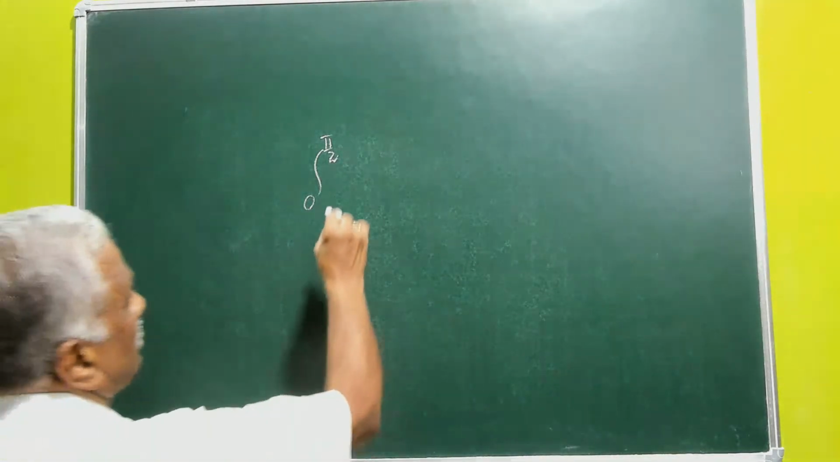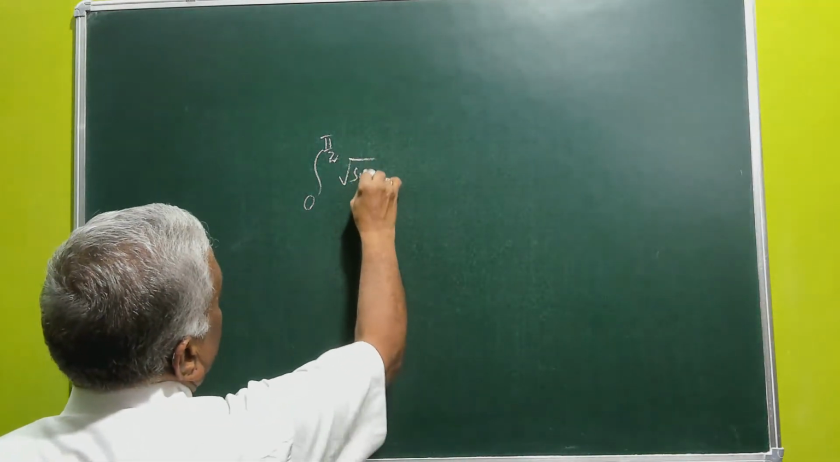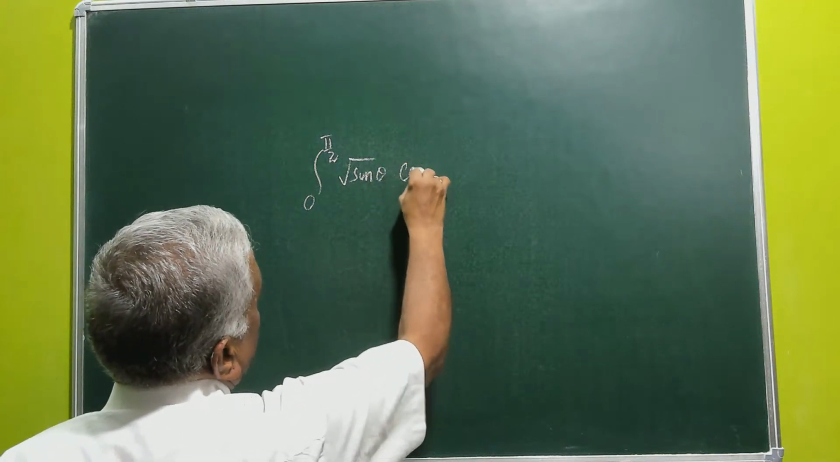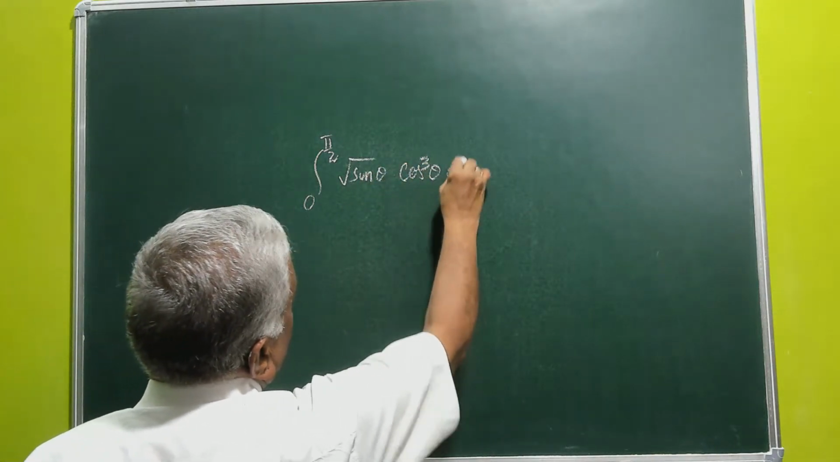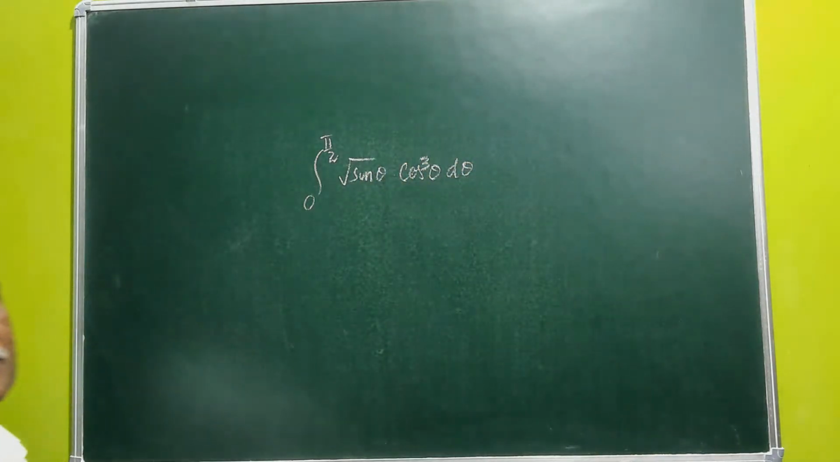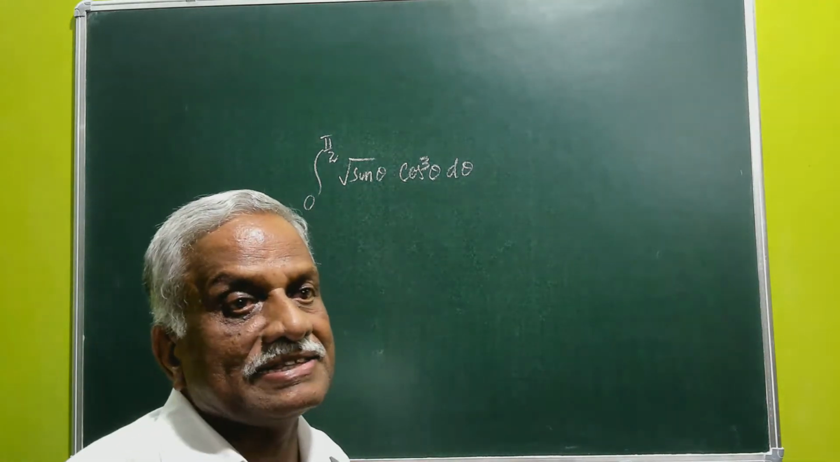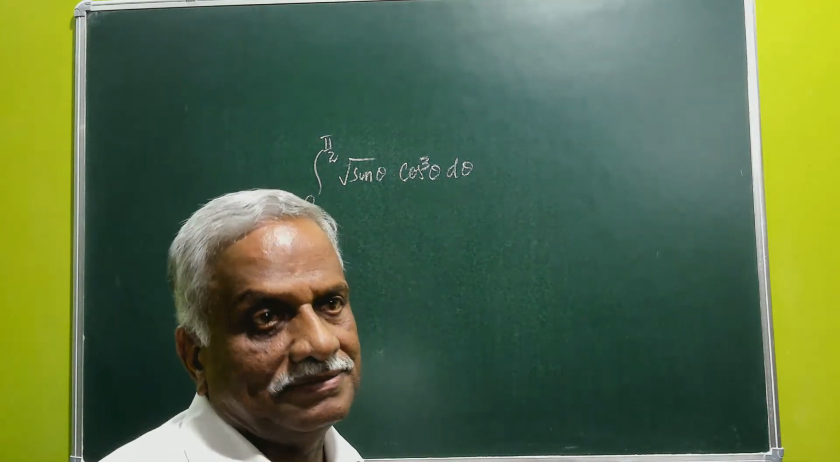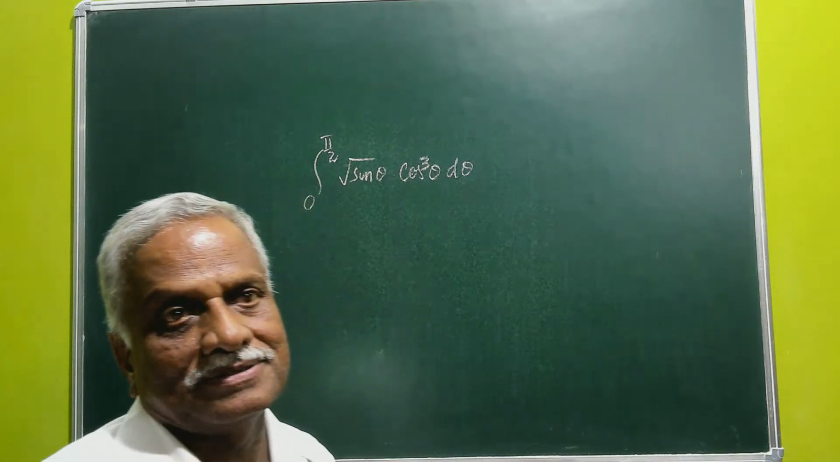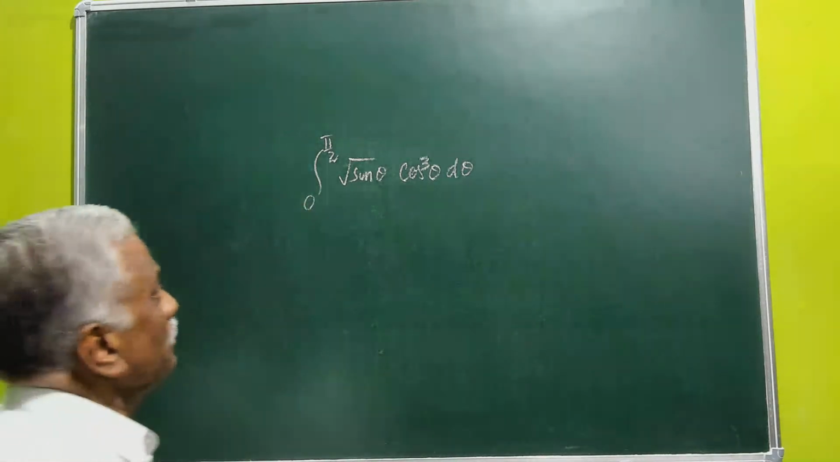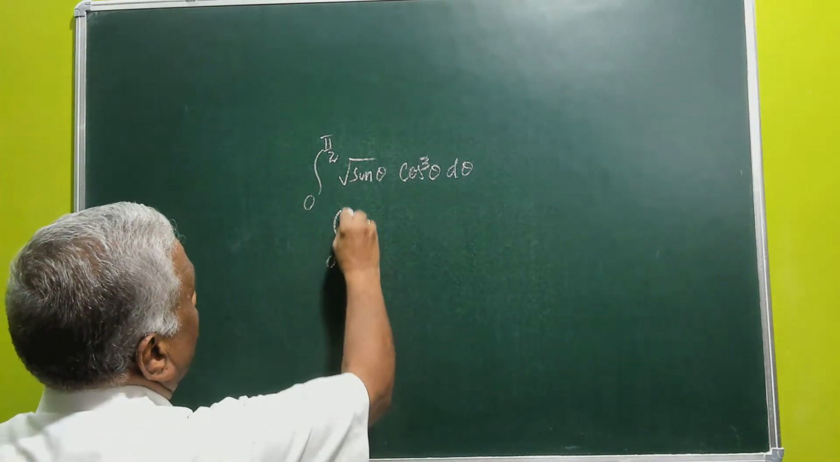Root sin theta into cos cube theta. So we cannot, both have got power. If I take sin theta as t, I'll get cos theta, but cos cube is there. So what I should do is some trigonometric substitution.